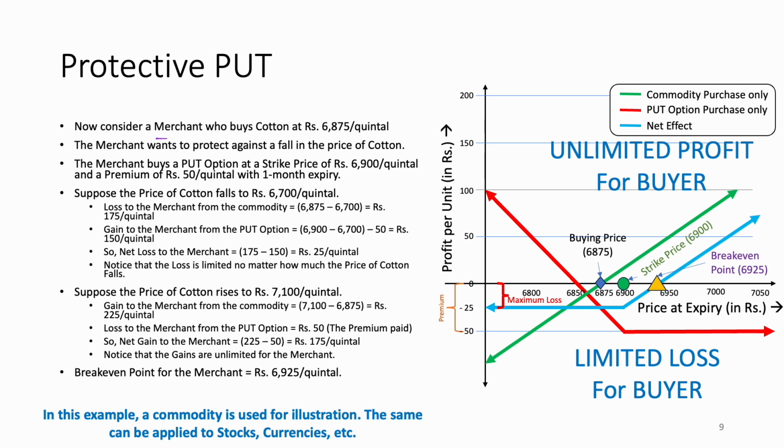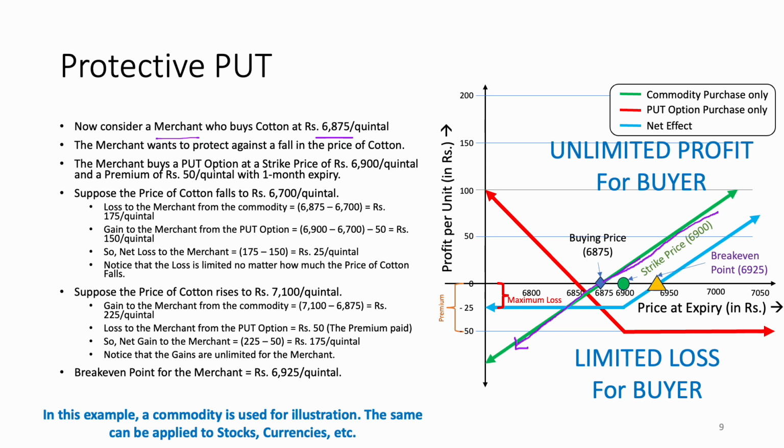consider a merchant who has actually purchased cotton at the price of 68.75 per quintal. So now here what has happened is that the merchant has made a purchase of the cotton, so the cotton is with the merchant. So now he has to sell the cotton. The merchant thinks that the cotton price could either rise or fall. If the price of the cotton rises, the merchant will make a profit. However, if the price of the cotton falls, the merchant will make a loss.